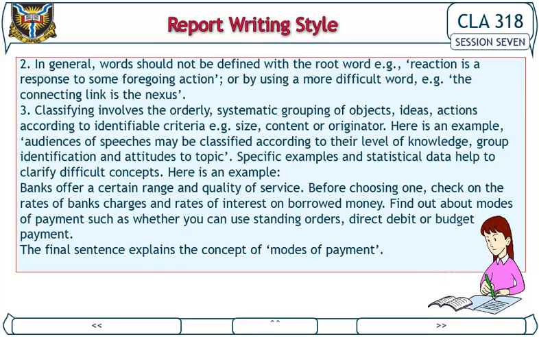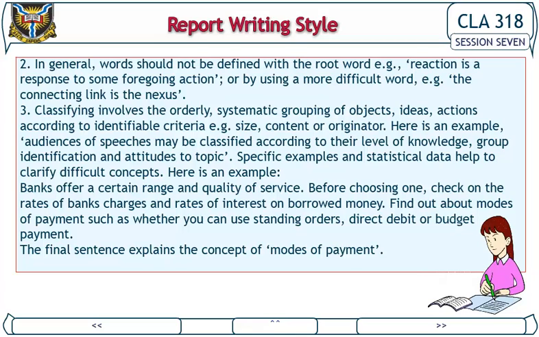2. In general, a word should not be defined with the root word, e.g. a reaction is a response to some foregoing action, or by using a more difficult word, e.g. the connecting link is the nexus. 3. Classifying involves the orderly, systematic grouping of objects, ideas, and actions according to identifiable criteria, e.g. size, content, or originator. Here is an example: audiences or species may be classified according to their level of knowledge, group identification, and attitudes to the topic.